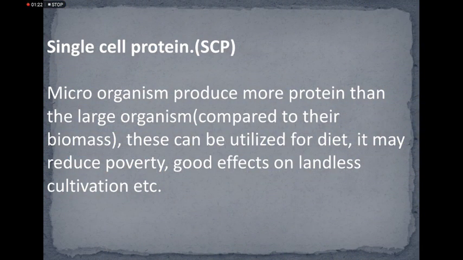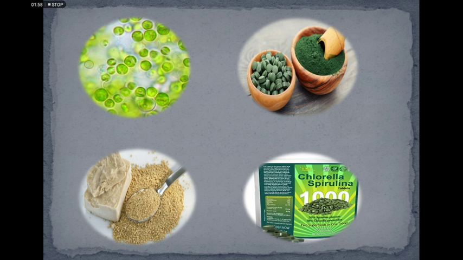Next one is single cell protein. Short form is SCP. Microorganisms produce more protein than larger organisms compared to their biomass. These can be utilized for diet. It may reduce poverty, with a good effect on landless cultivation, etc. Because their cultivation needs only a laboratory itself. We know about chlorella, spirulina, etc. This chlorella and spirulina can be utilized by space travelers because chlorella can be cultivated on the space shuttles itself. Only the light from a bulb is required for the multiplication of chlorella. And chlorella and spirulina capsules are now available in the market.